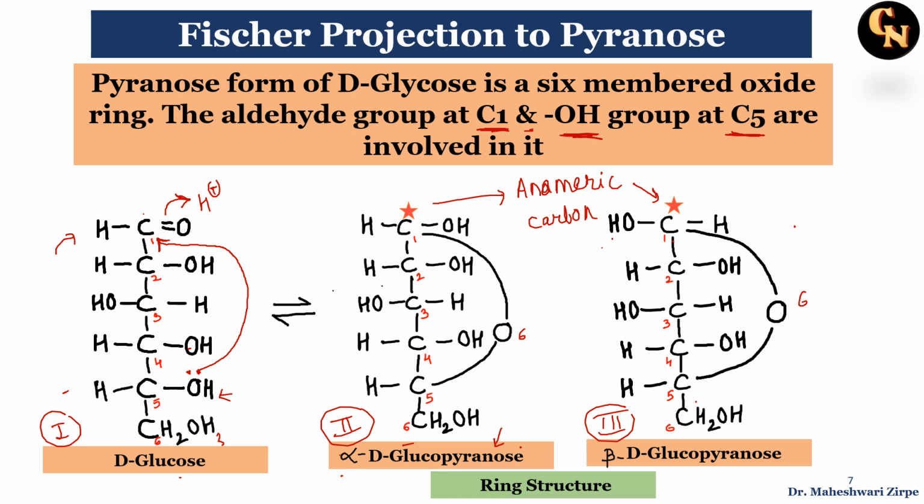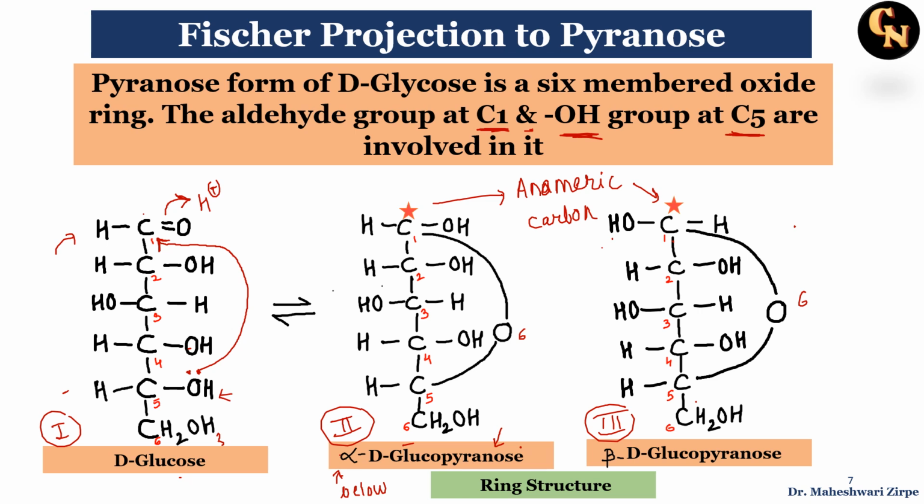So here alpha indicates that the OH group is on the bottom side, and beta indicates the OH is on the top side. Beta indicates an upper side OH group, and alpha indicates a below the plane OH group. We are talking only about the OH on the anomeric carbon. Alpha will tell you about the OH group of the anomeric carbon, the carbon which has just been converted into a chiral center. That carbon is called the anomeric carbon.